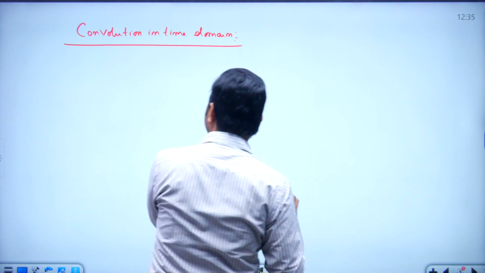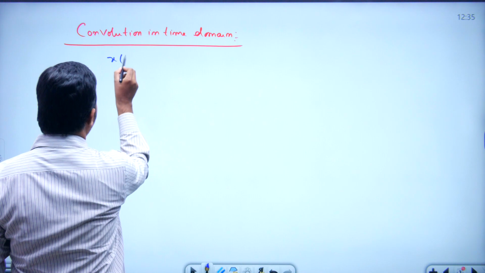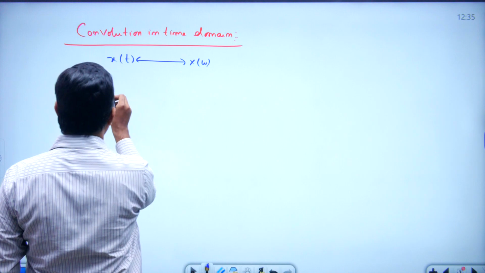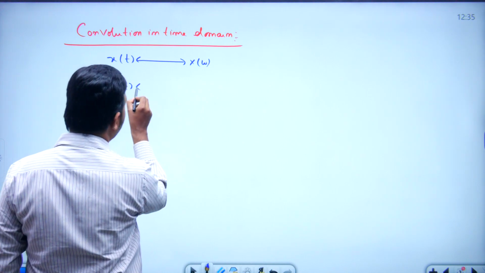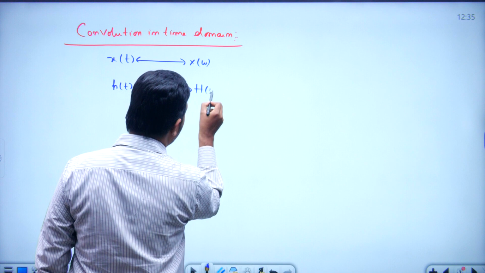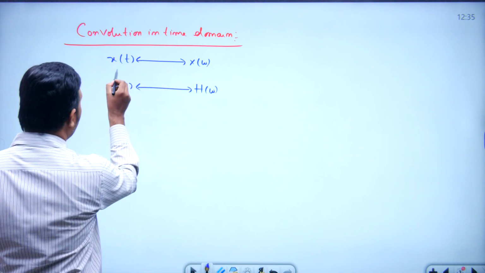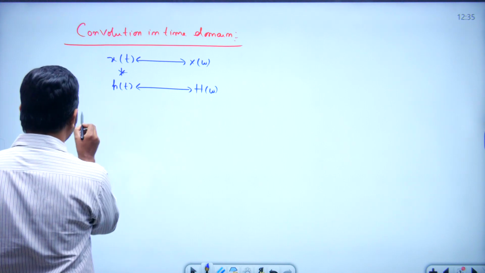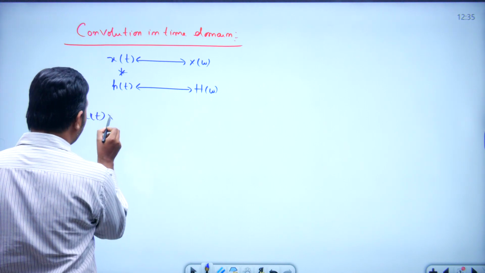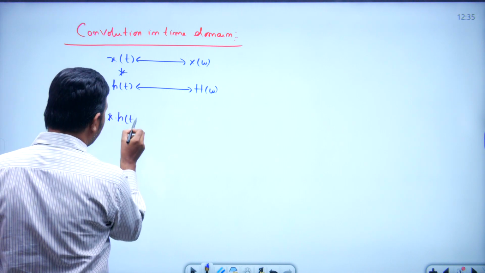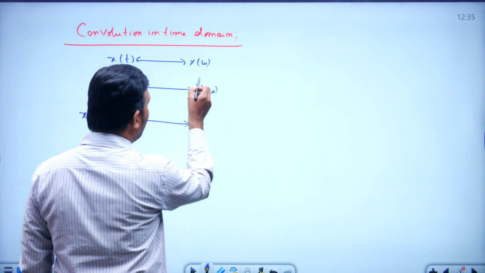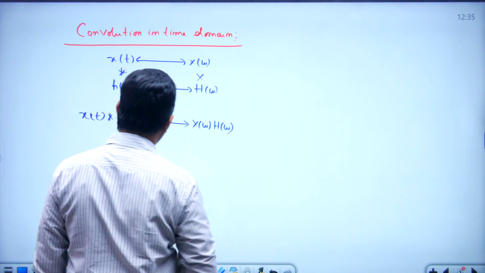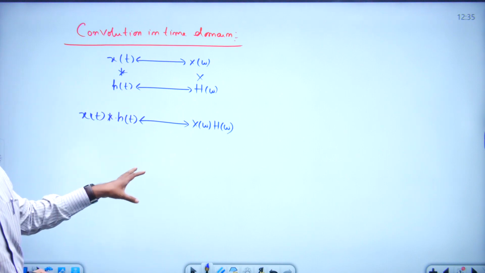What does it say? It says that if the signal x of t forms a Fourier transform pair with x of omega, impulse response h of t forms a Fourier transform pair with h of omega, then if you are going to convolve these two signals in time domain in order to get the output of LTI system, so convolution in time domain is equivalent to multiplication in frequency domain. Convolution in time domain is equivalent to multiplication in frequency domain, right.